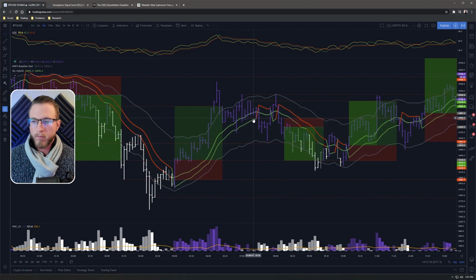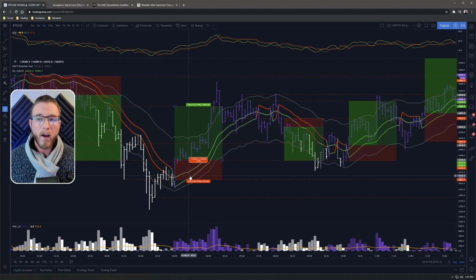Why didn't I stay in even though both of these green bands are green? Basically for the reasons that I just explained to you. This is a scalping strategy on the 5-minute chart. You want to be in, you want to be out. You don't want to have a trade open for longer than maybe an hour or two. And that's pretty much it.